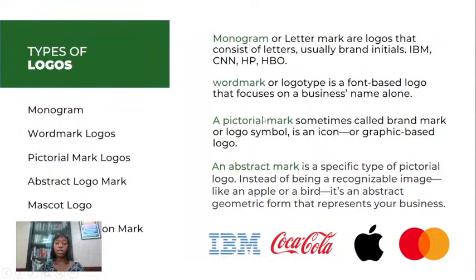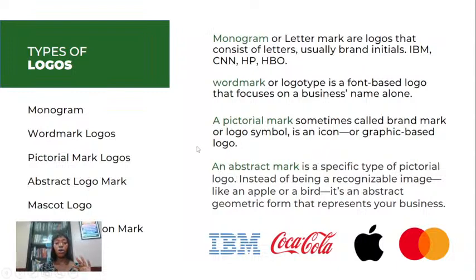So let's look at the second one, which is wordmark. A wordmark, also called a logotype, is a font-based logo that focuses on the business name only. The designer just picks a particular kind of font, a very nice font, and then uses it for the logo. Examples are Coca-Cola, and then we have many more.